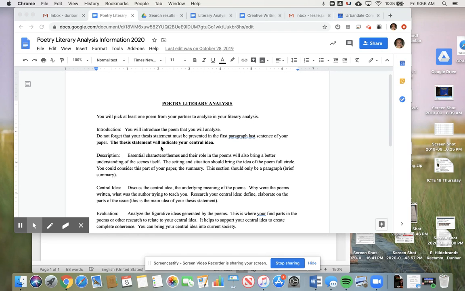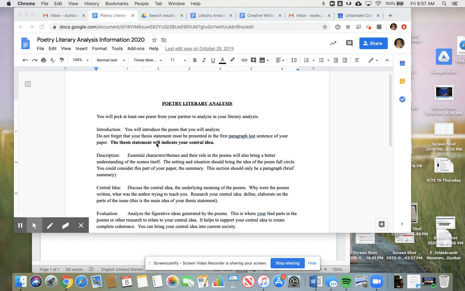So I'm going to share this information sheet with you today, and then we're actually going to be writing it in chunks. So we're going to write the first paragraph and then the next. It's not like I'm just going to send you out and say, hey, write a poetry analysis. And I'm going to show you examples tomorrow as well. So you will not have a partner to analyze. You're going to find your own poem.